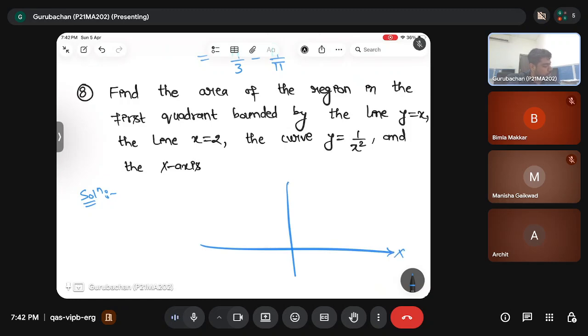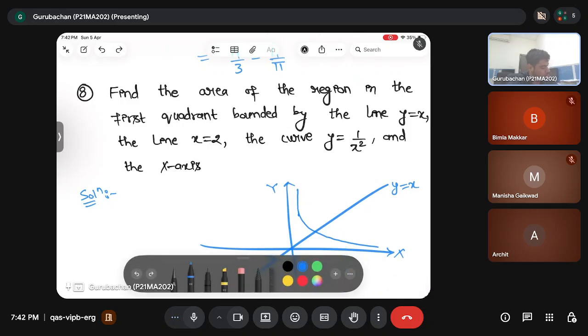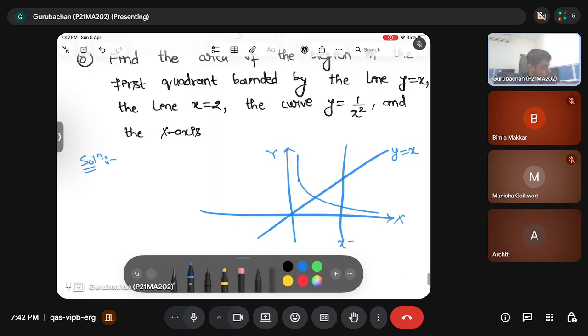So since we have been asked to draw in the first quadrant, this is simply y equal to x and y equal to 1 by x square. Again I will give you the same reasoning. Here the function 1 by x square is a decreasing function and the function y equal to x is an increasing function. So obviously they can cut only at one point. And next is x equal to 2. This is x equal to 2 and x-axis. So this will be the region.